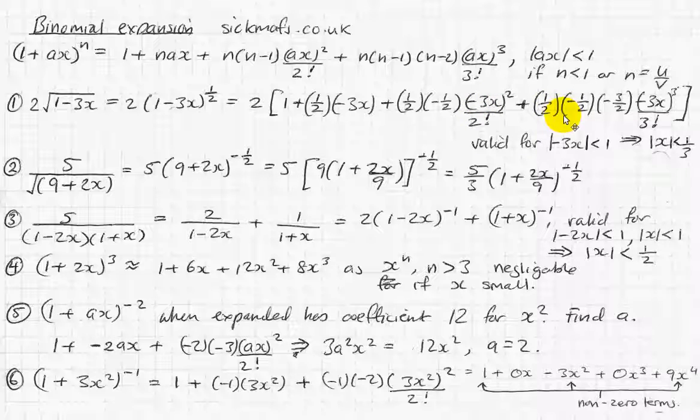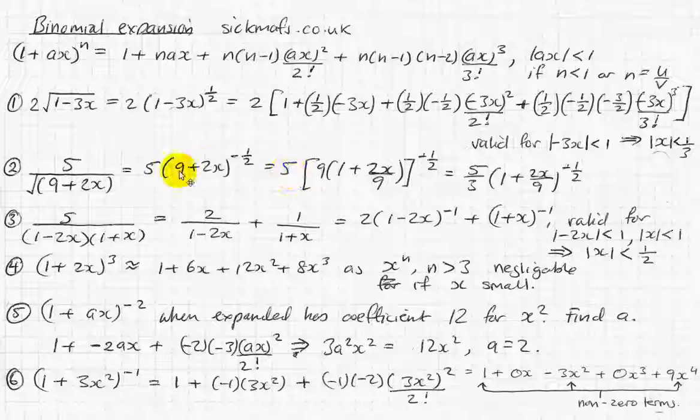Very easy stuff. Okay. Let's go to example number 2. I've got 5 over root 9 plus 2x, which easily becomes this. Because root means power half, and the minus means it was underneath, because minus means flip upside down or divide by. So basically this is equal to this.